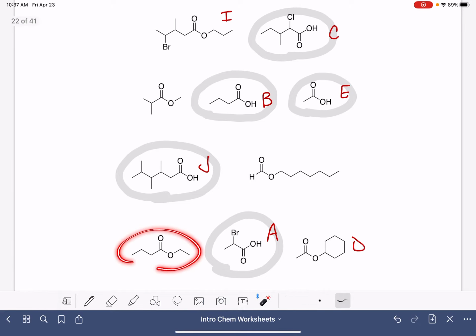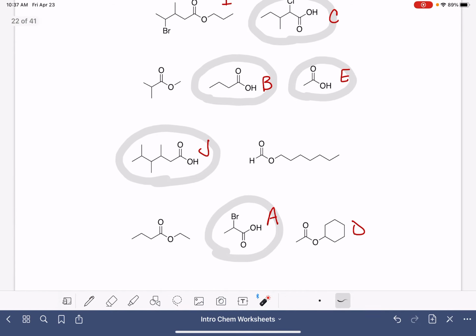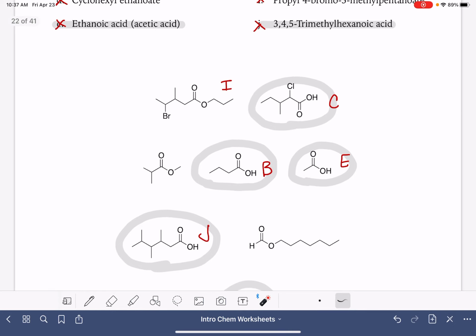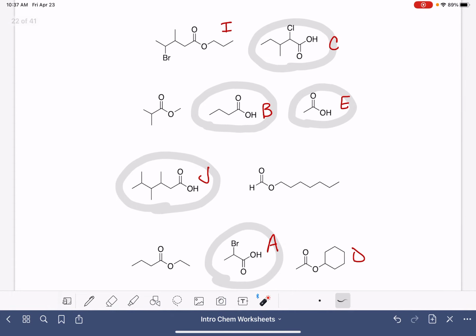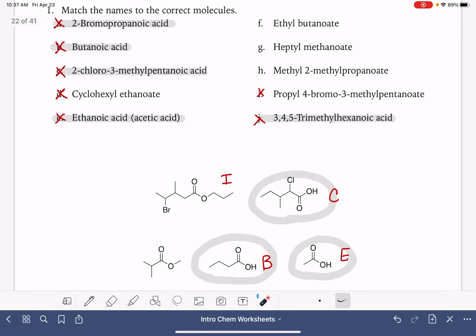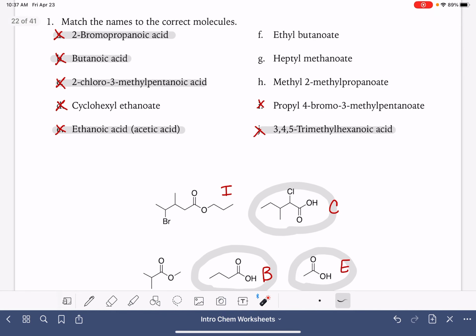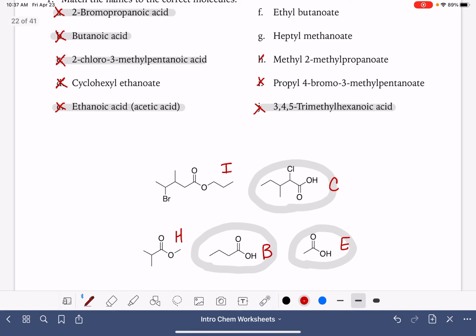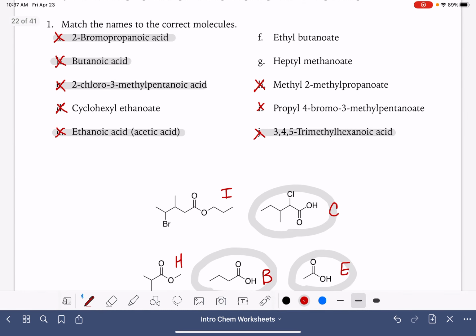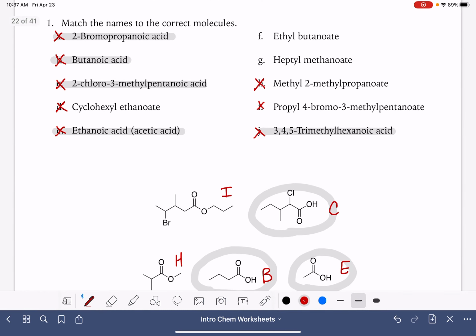We've got these two that are both straight chain, no branching, so we're not going to be able to quickly find their names. This one does have a branch. We've got a methyl branch on it, so from what we have left, only one of them has a methyl branch. So let's see if we can find that name. Ester names are pretty tricky. No methyls there, no methyls there. Here's a methyl. 2-methyl propanoate. So that's going to be this guy right there. That's H. So now we're just down to these last two, ethyl butanoate and heptyl methanoate.